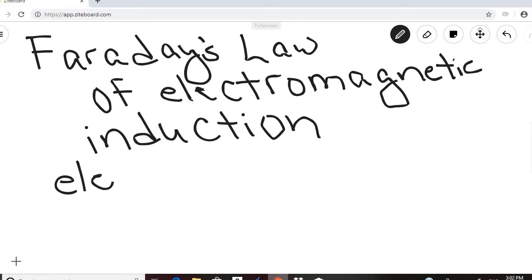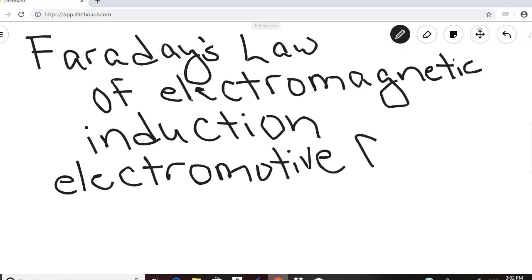Faraday developed what he called an electromotive force. Your book points out that maybe the word force is not the best term to use, because it's not really a force, it's a potential difference. The electromotive force is called EMF, and it's basically the potential difference between two sides of a battery when there's no current flowing.